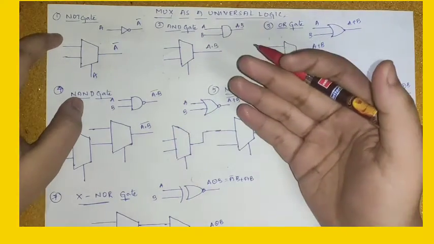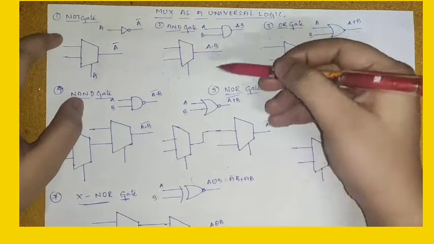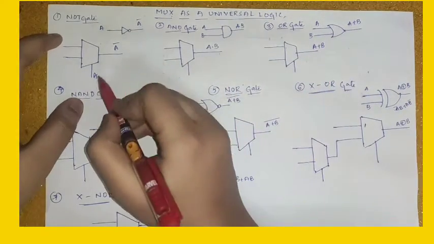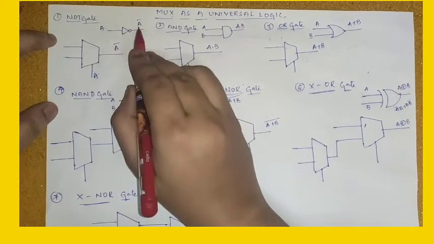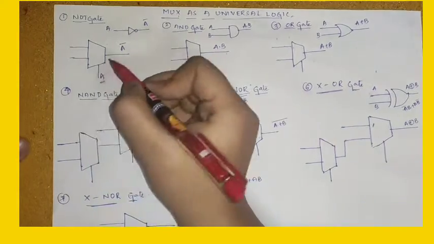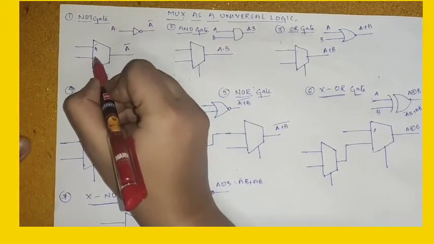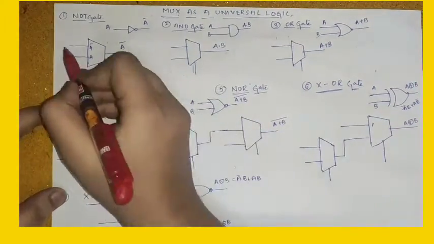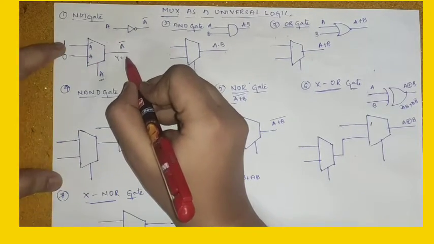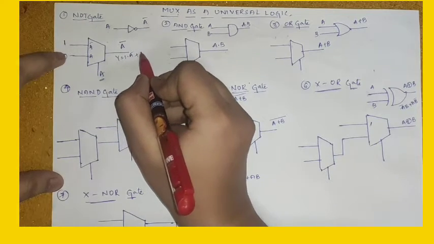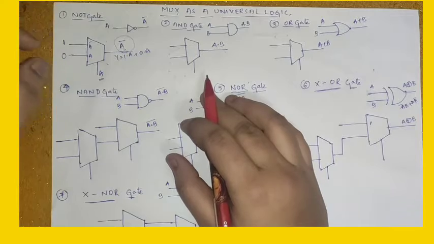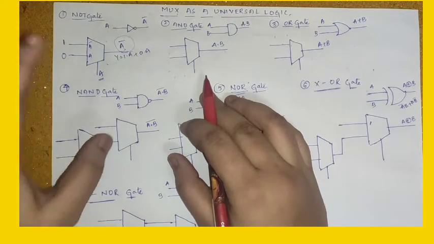In the AND gate you can also take B, but I am taking all selection lines as A. So first we will see here to get A bar. If the selection line is A, then here it will be A bar and here is A, right? So take 1 here and 0 here, then you will get Y is equal to 1 dot A bar plus 0 dot A, that is nothing but A bar, right? So we will get the NOT gate by using this multiplexer.